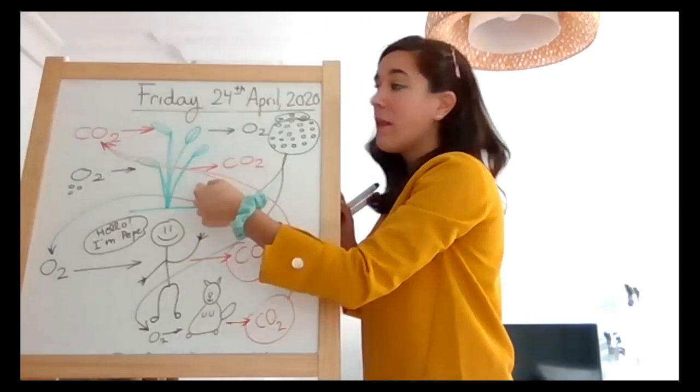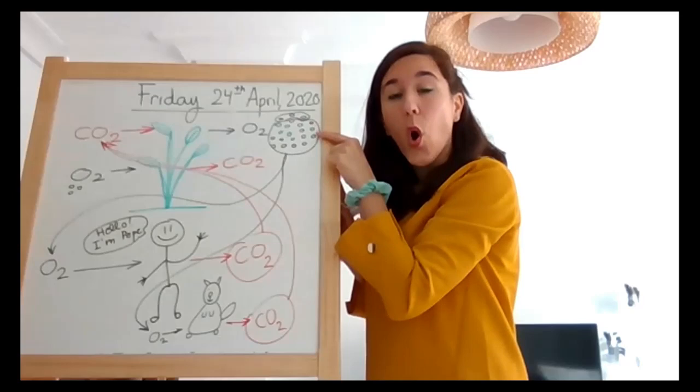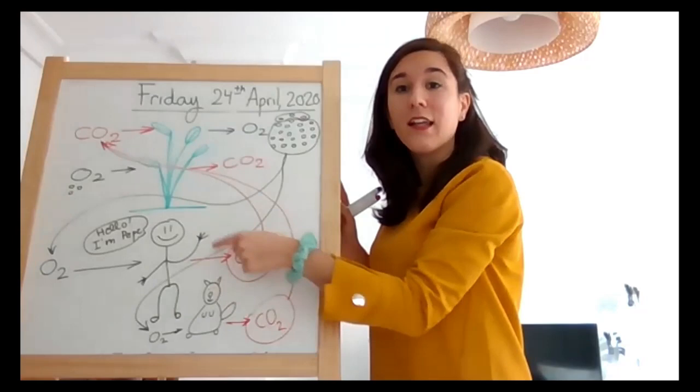And remember, the plant produces during photosynthesis a lot of oxygen, but the plant only needs this little part, so all the rest is for the rest of living things, seres vivos, the rest of the living things, for the humans and for the animals.